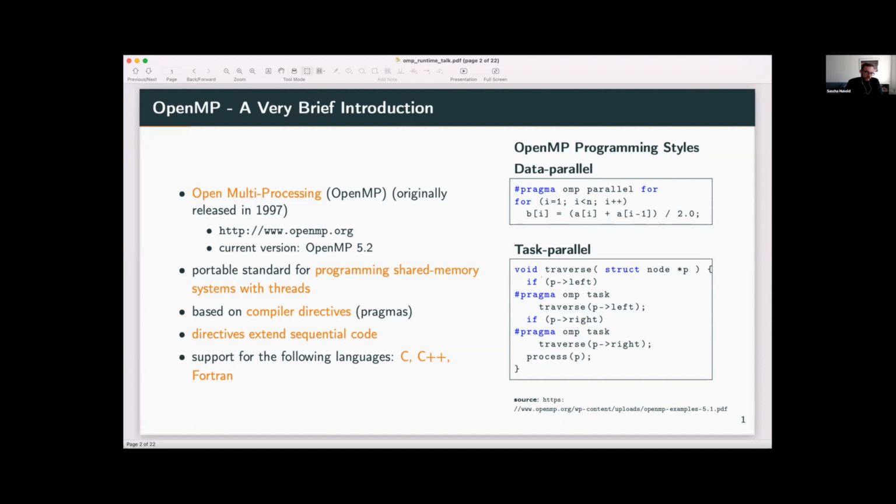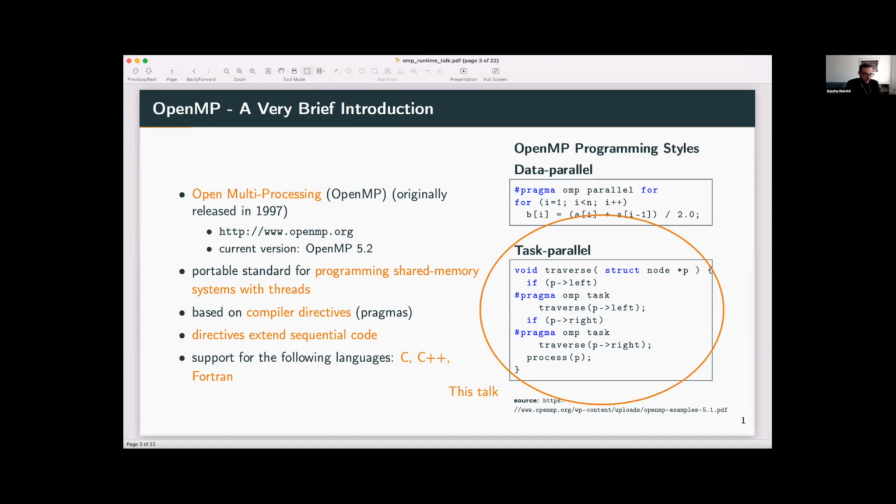So for example, you create a task, and this task will be given to one of the threads that will be available. And in this way, you can express your parallelism in a different way. And in this talk, we are primarily talking about task parallel applications.